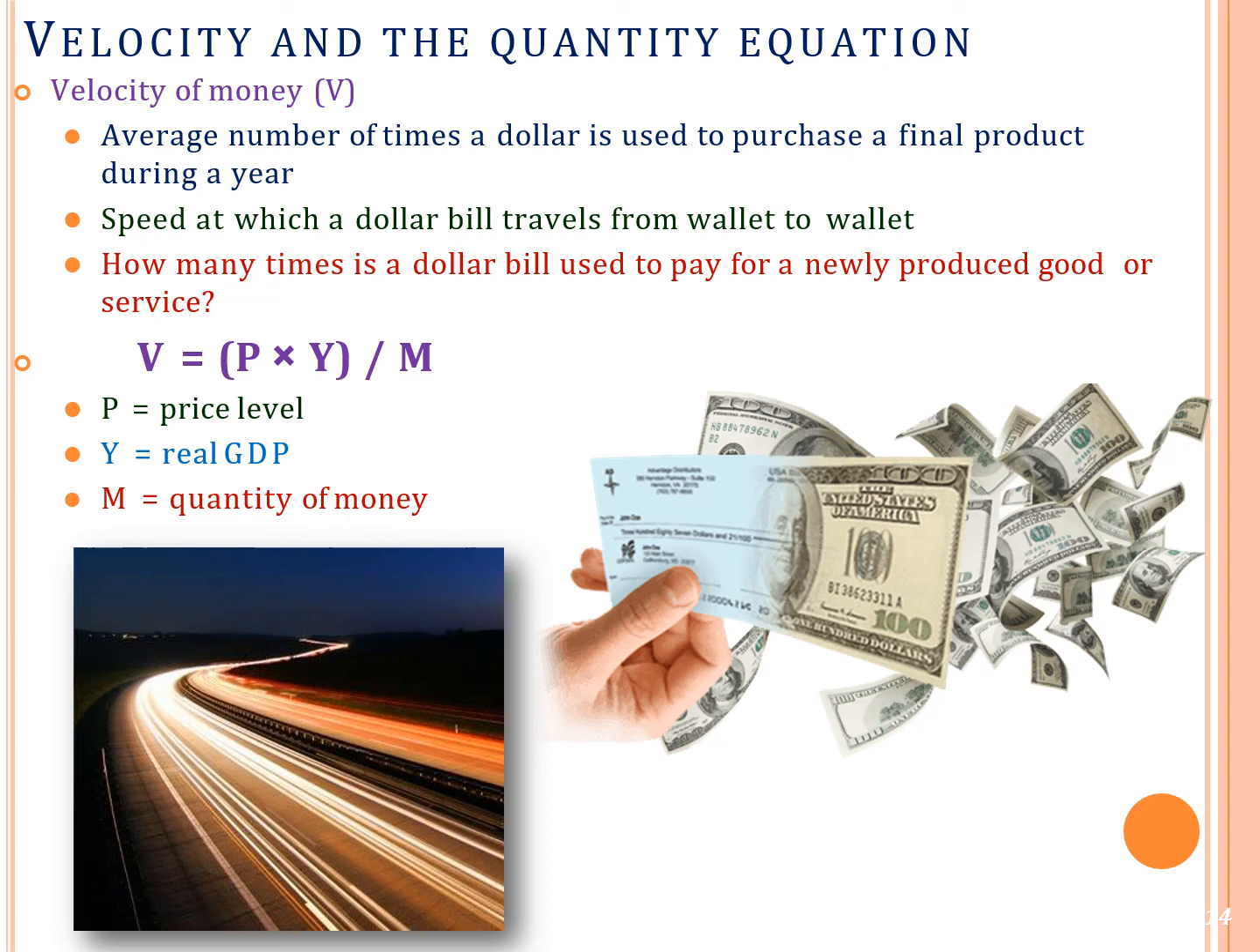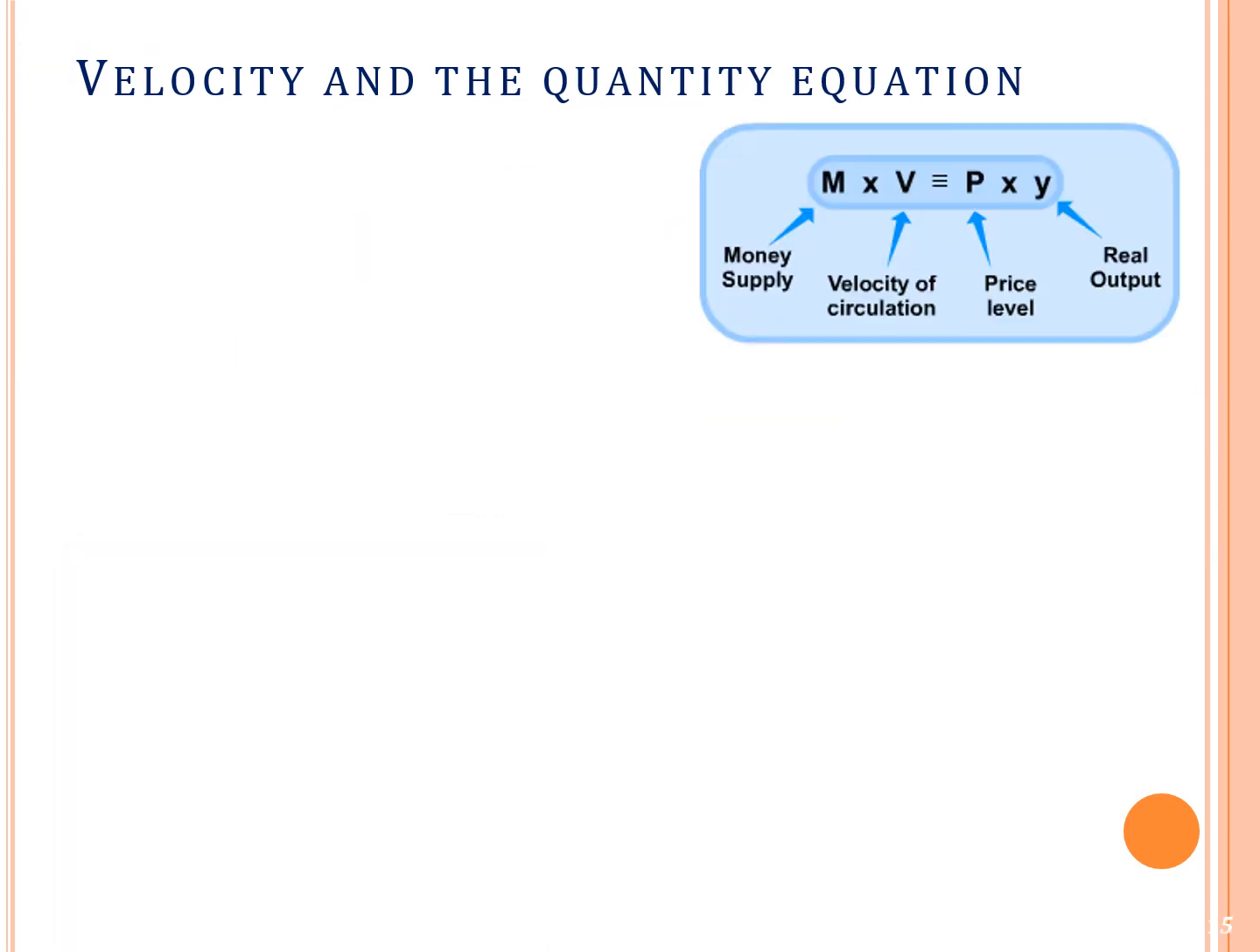So here's our equation for the velocity. The velocity is equal to P times Y divided by M. In this case, P is the price level, think the CPI. Y is the level of real GDP. And M is the quantity of money, so how much money is out there in circulation. And that'll tell us really easily how fast the economy is going right now. Once you know the velocity, we can plug that into this thing called the quantity equation.